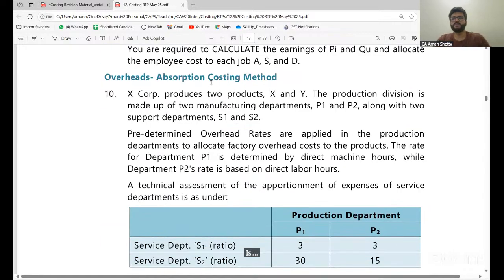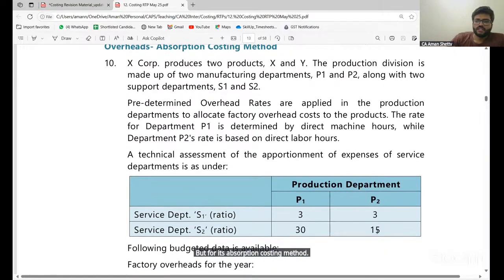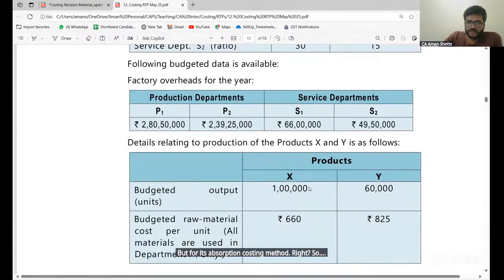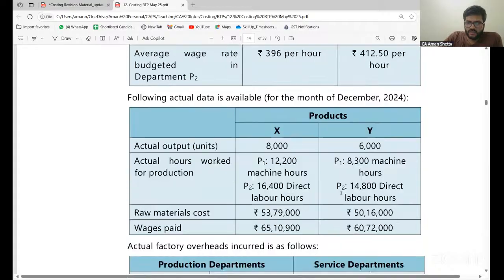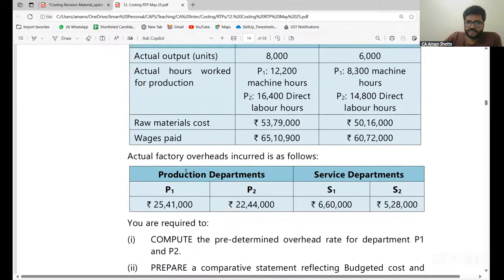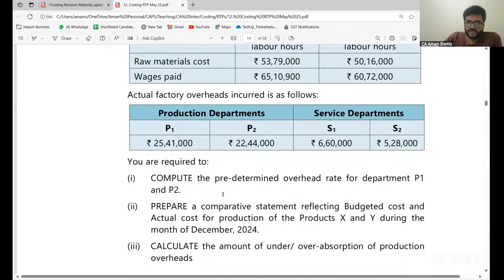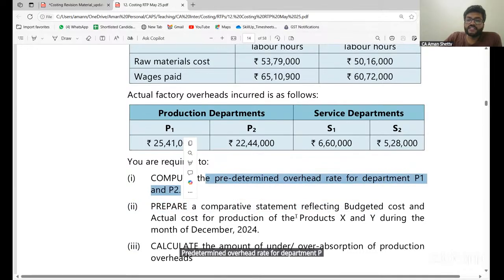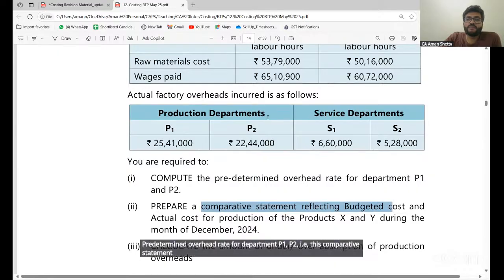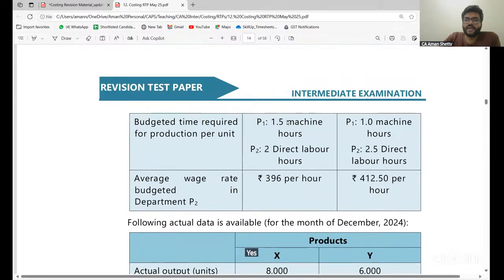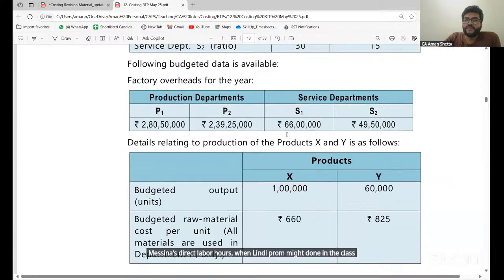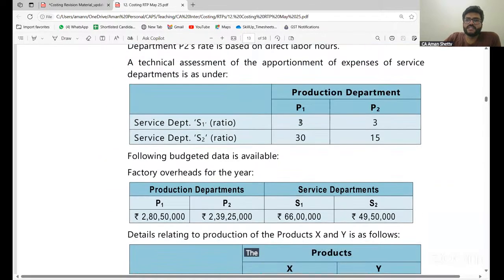Overheads absorption costing method. Predetermined overhead rate for departments P1, P2. This comparative statement budgeted cost problem, remember, all of you, was done in the class. Machine hours, direct labor hours. One lengthy problem I did in the class. Yes or no? Yes, sir. This is the same problem.